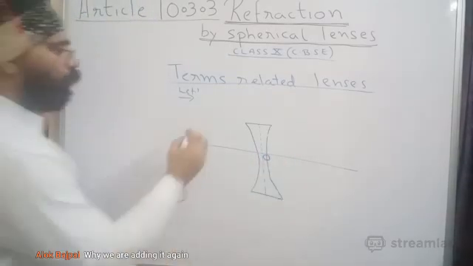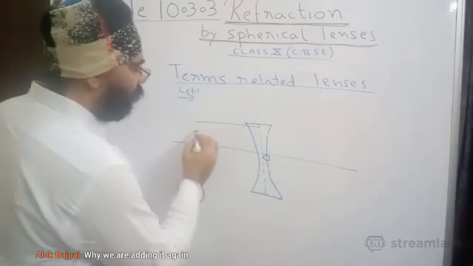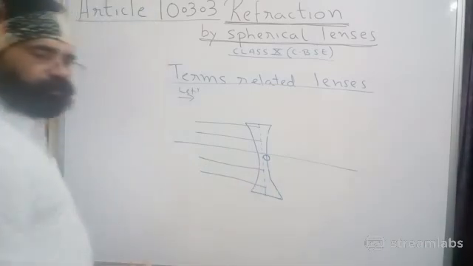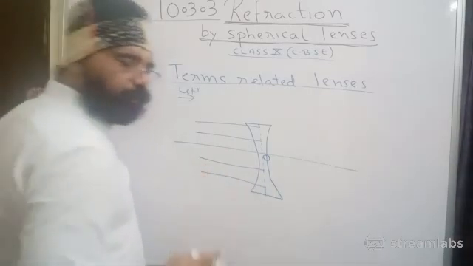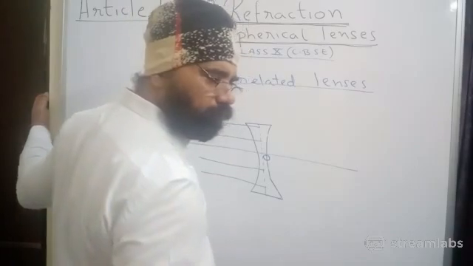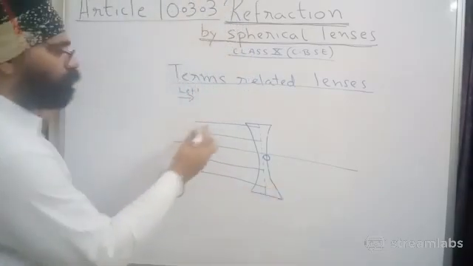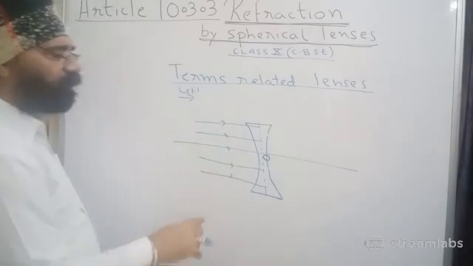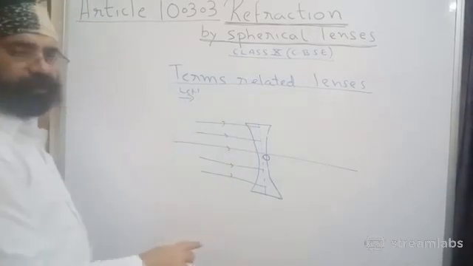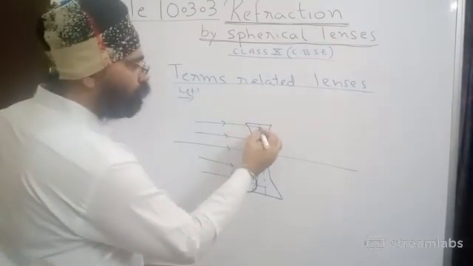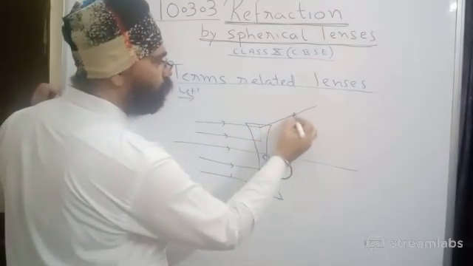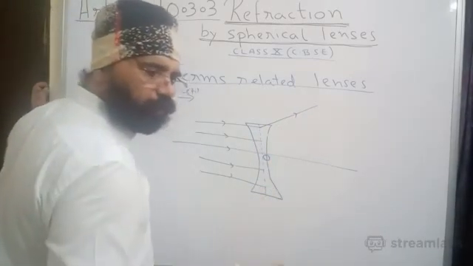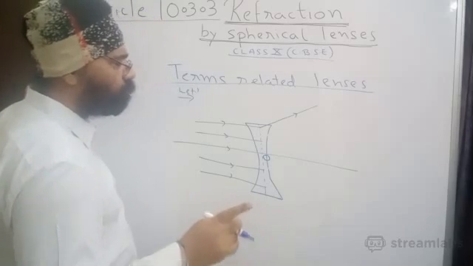Now when a parallel beam of light strikes a concave lens, what happens? Aryan Shaw, what is it? As soon as a parallel beam of light strikes the principal section, what happens? It goes away. What kind of a lens is this also called?